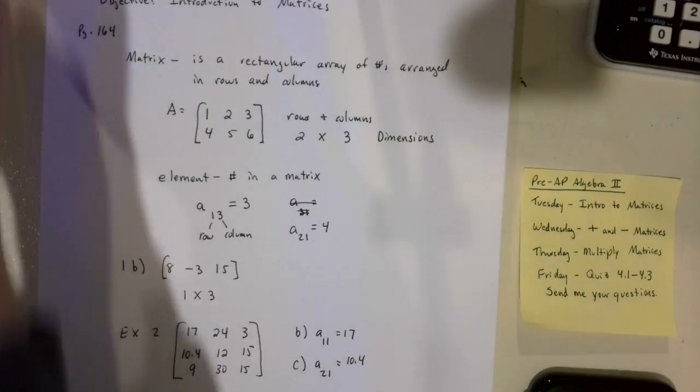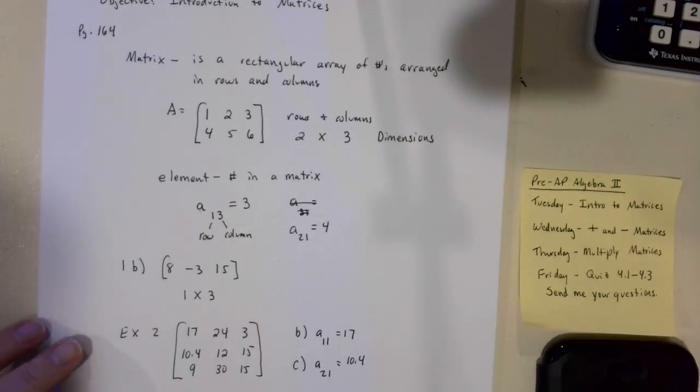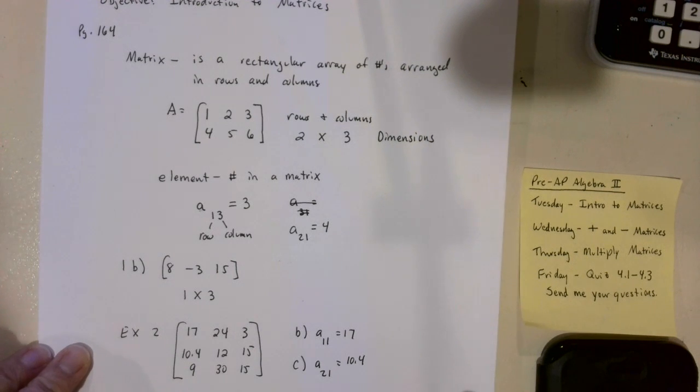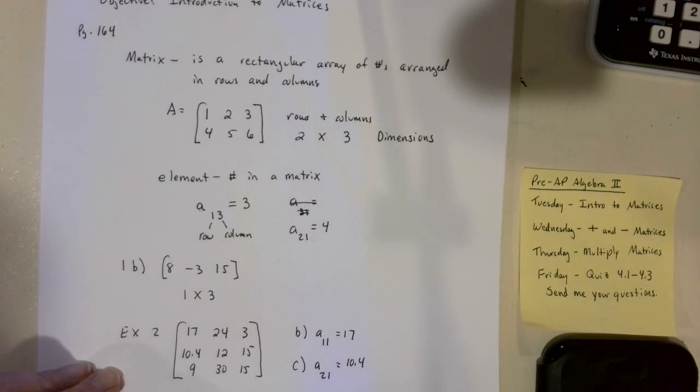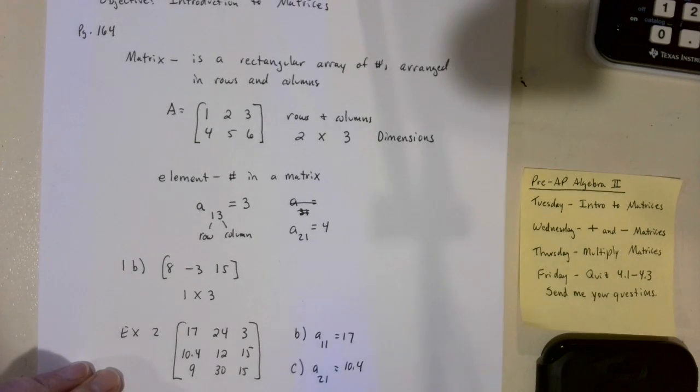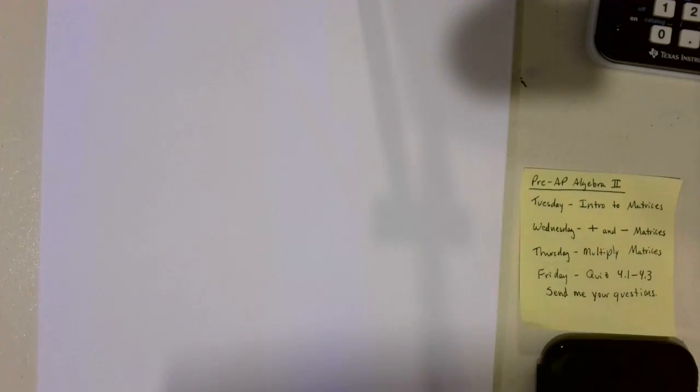Well, here we go with part 2. So we've talked about a matrix being a rectangular array of numbers arranged in rows and columns. We talked about their dimensions, about individual elements. Now I want to talk about what they could be used for.